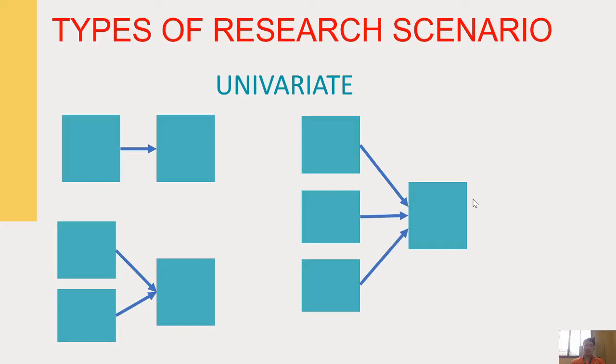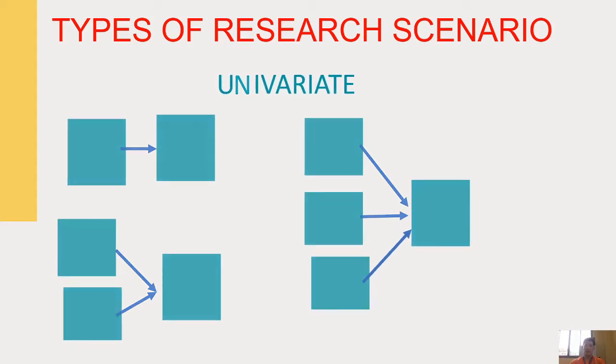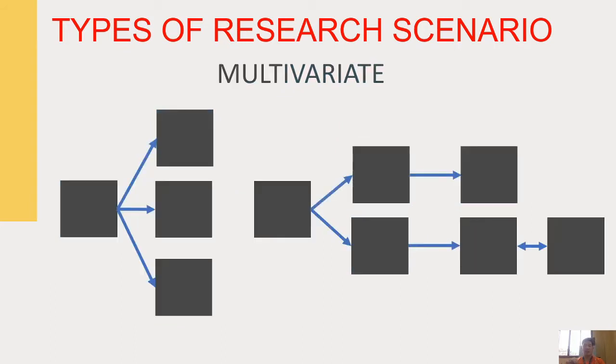So this is an example of a univariate research scenario. Take note that the dependent variable of a univariate research scenario is only one, regardless of the number of independent variables or IV. Let's take a look at a multivariate research scenario. In this scenario, the dependent variable consists of two or more dependent variables.